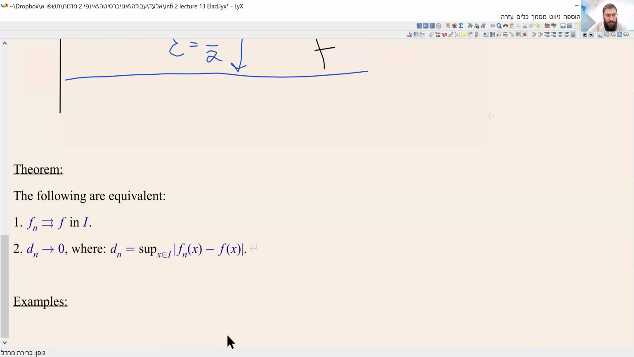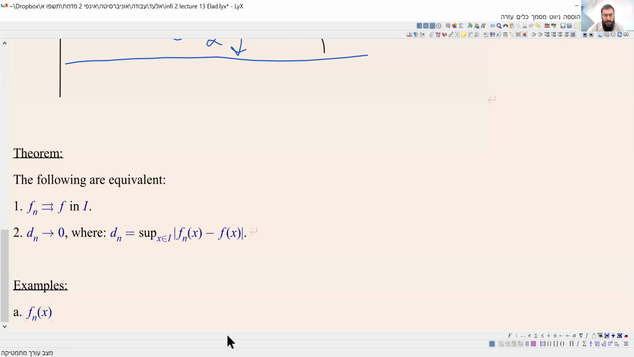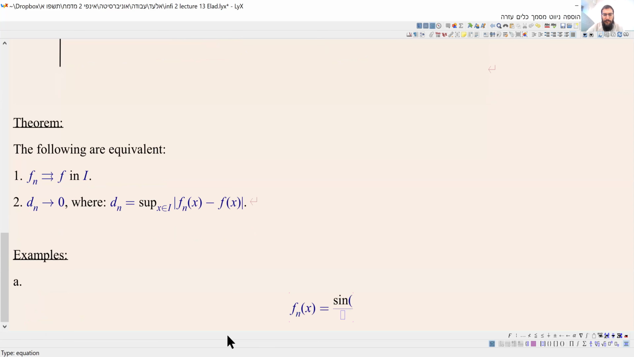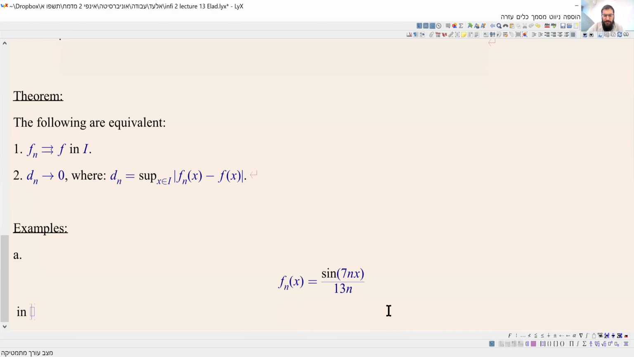Examples. Let's start with the following sequence, something similar to what we saw on Sunday. Sinus. We decided that we prefer sinus instead of cosinus. Treacherous cosinus: you derive it and you get the minus sinus. Let's say a number you like. Okay, I choose 7. Next, above, let's say 13n, in all of R.